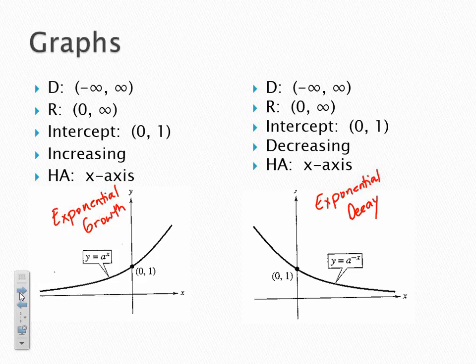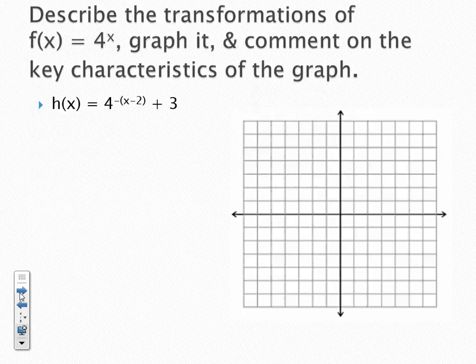It still has the same domain and range, it still has the same y-intercept, and it still has the same horizontal asymptote. All right? So let's do a little practice with graphing here. So we want to think about our parent function, all right? F of x is equal to 4 to the x power. All right, we're going to graph it, and we're going to comment on any key characteristics of the graph.